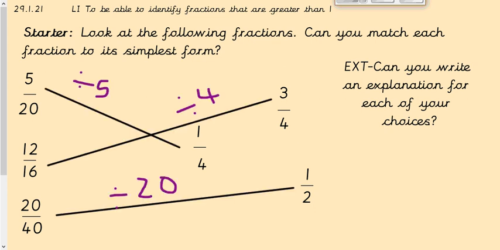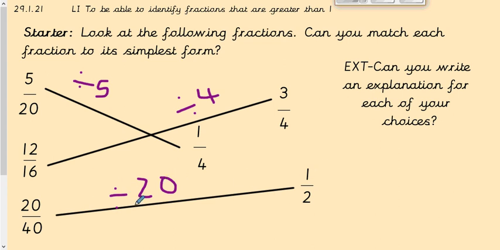Okay, hopefully you managed to have a quick go at that. So 5/20ths in its simplest form is 1/4, because if you divide the numerator and denominator by 5, you would get 1 as your new numerator and 4 as your new denominator. 12/16, if you divide both of those numbers by 4, you'll get 3/4. And then this was a bit trickier because it's larger numbers. Actually, if you divide them by 20, you'll get 1/2.